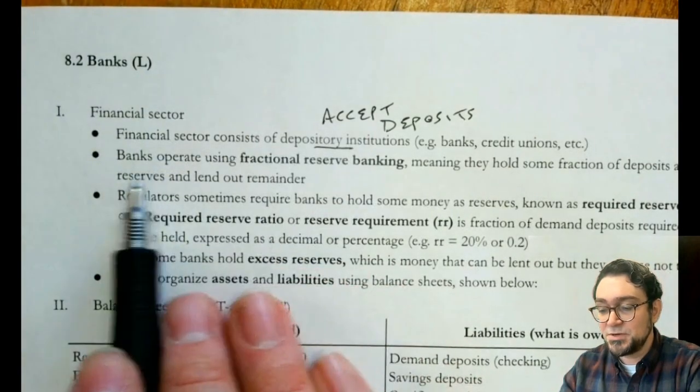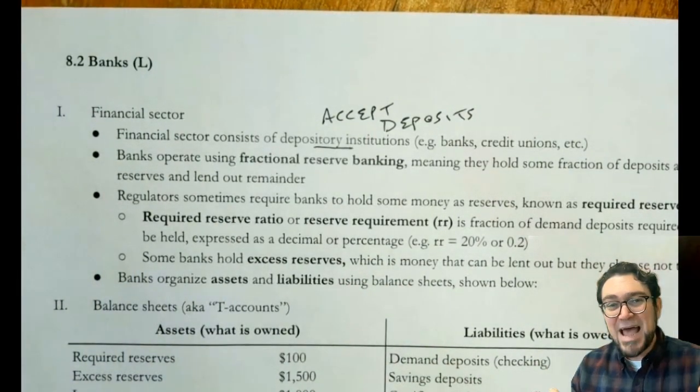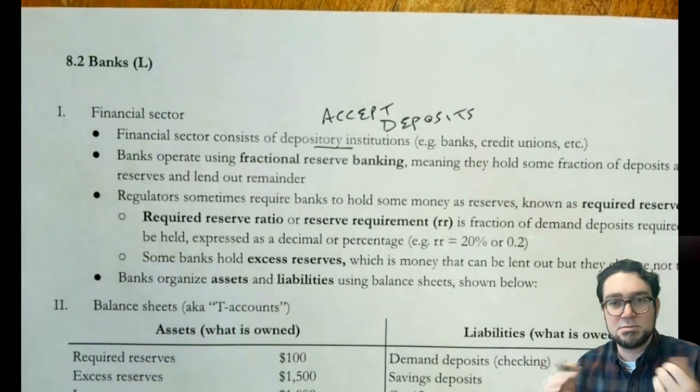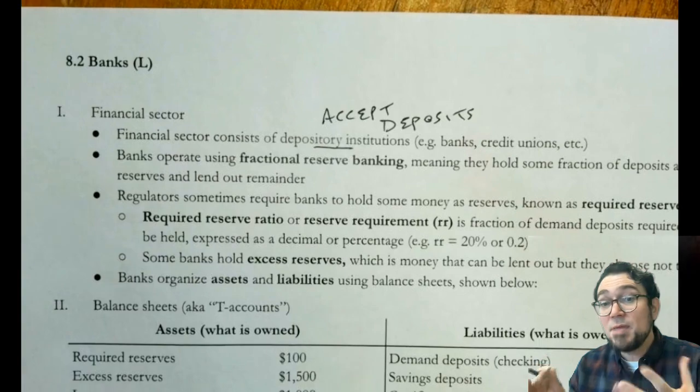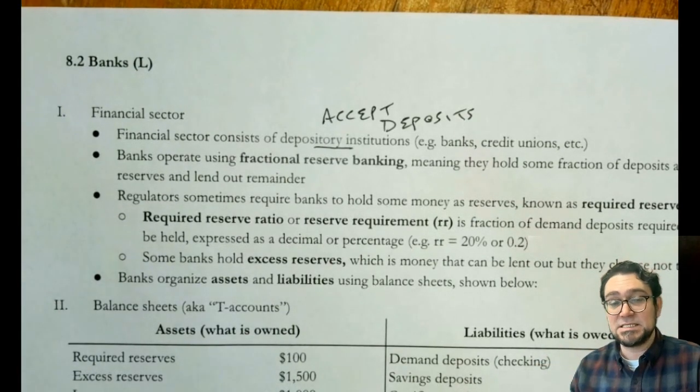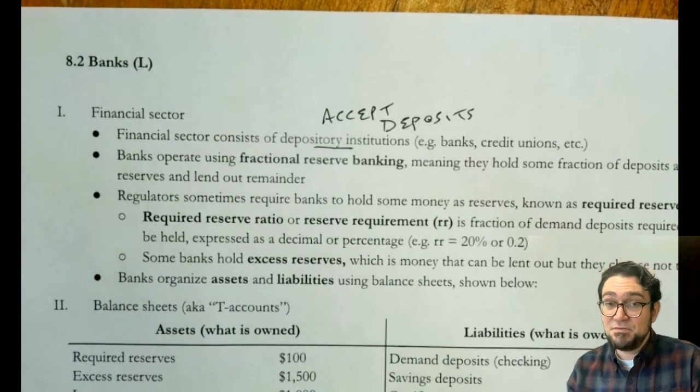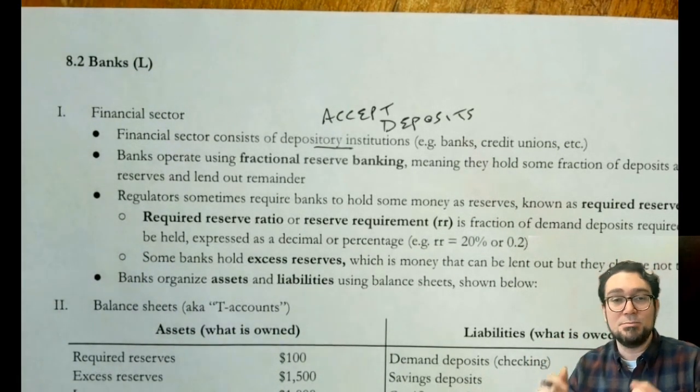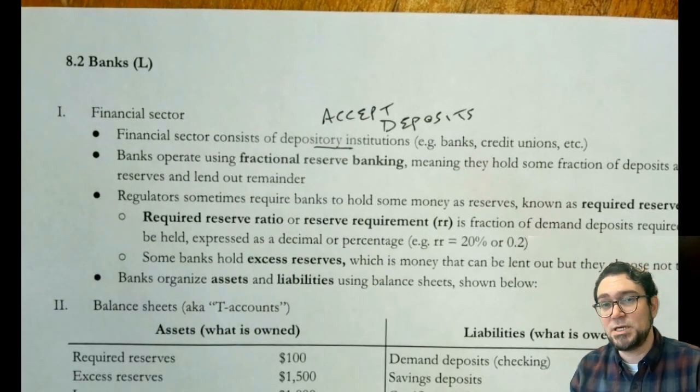What the financial sector does and what banks do is they match savers with borrowers. That's really all they do. That's their primary function. The reason they exist is they take money that people have saved and they match it with people who want to borrow money. So they perform an essential function in society.